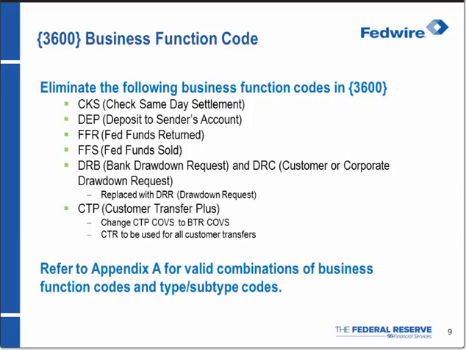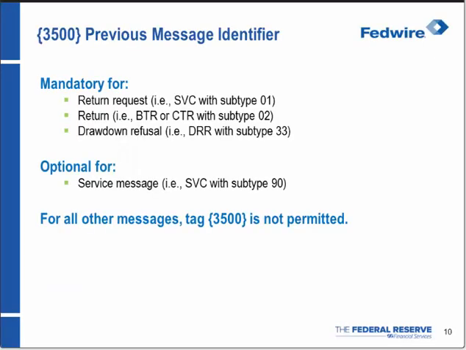Moving on to the next slide. For tag 3500, previous message identifier, we made a change to only allow this tag when the message needs to be referenced to the original message.